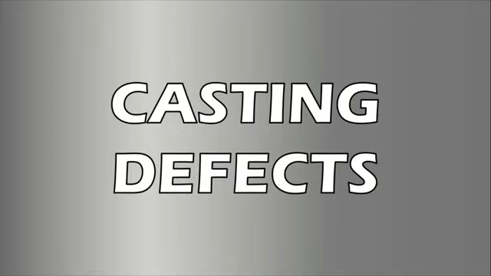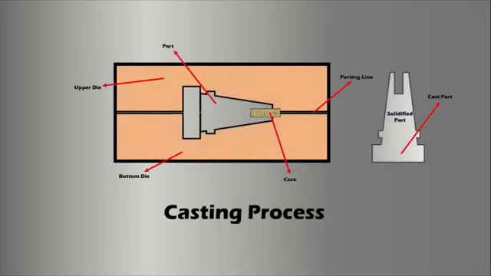In this video we will discuss casting defects. Before starting, let's see what is the definition of casting, or what is a casting process. Casting is a manufacturing process in which a liquid material is poured into a mold, which contains a hollow cavity of the desired shape, and then allowed to solidify. The solidified part is known as a casting.